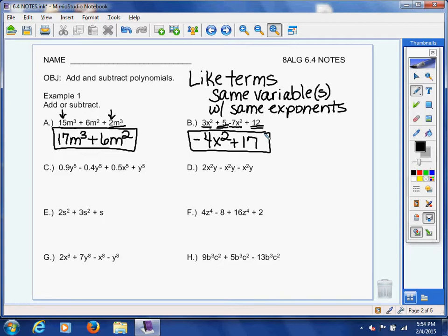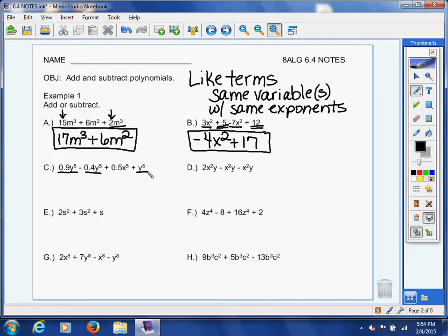Okay? All right, let's look at letter C. And looks like I have two separate letters here. I've got y to the 5th, here's another y to the 5th, and here's another y to the 5th. Remember, we're going to keep the y to the 5th, and we're not going to change that. We're just going to add or subtract the coefficients.